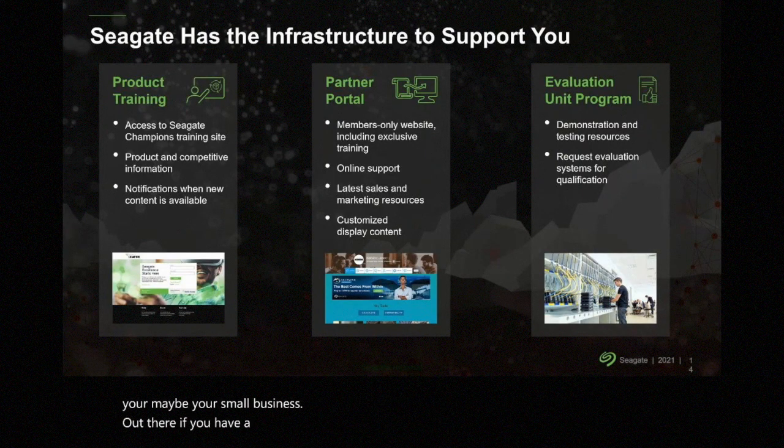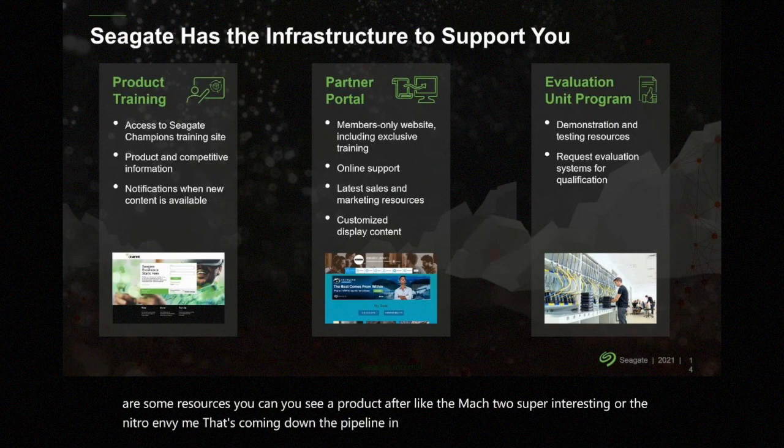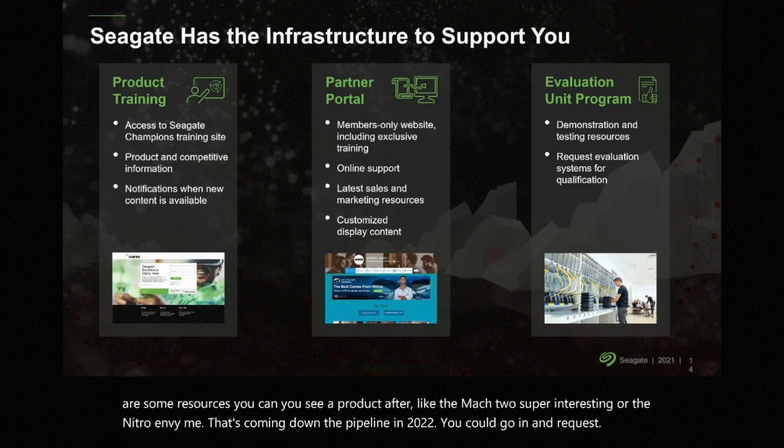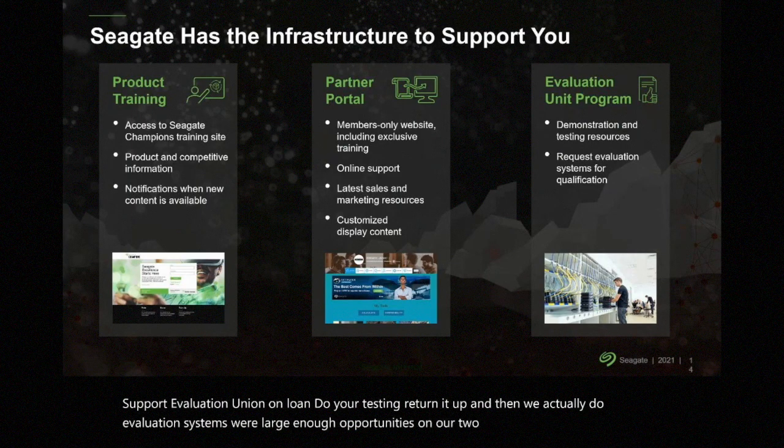And you can also always ask for evaluation units. If you see a product out there like the Mach 2 is super interesting, or the Nitro, or NVMe that's coming down the pipeline in 2022, you can go in and request an evaluation unit on loan, do your testing and return it. And then we actually do evaluation systems for large enough opportunities on our 2U12, 2U24 and stuff of that nature.